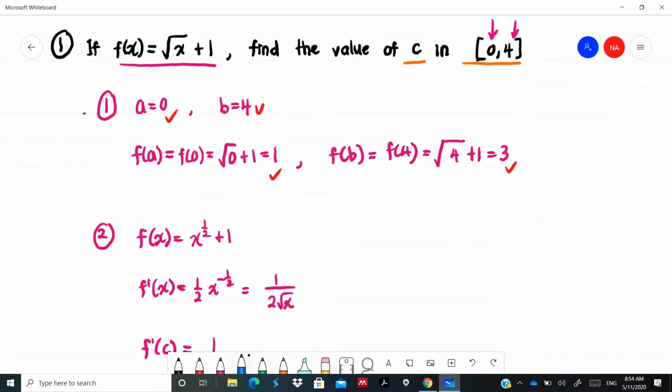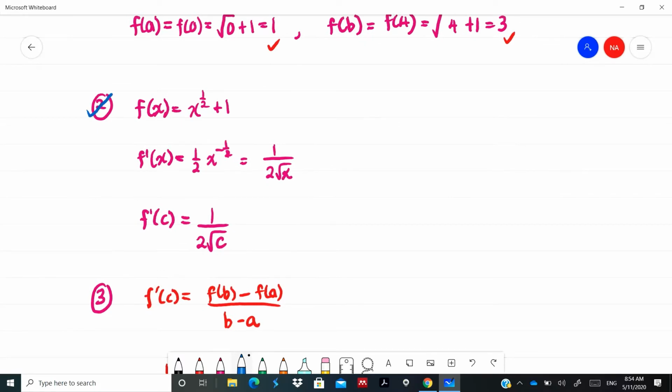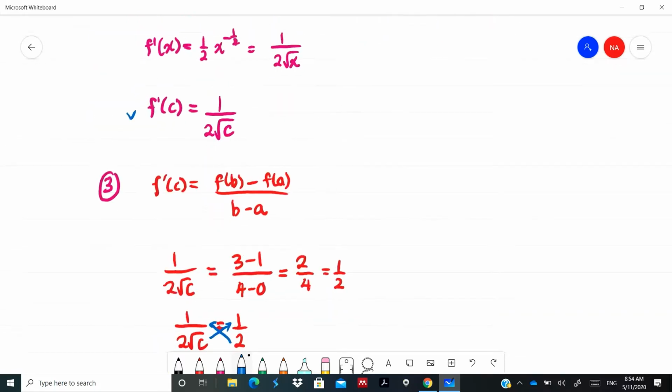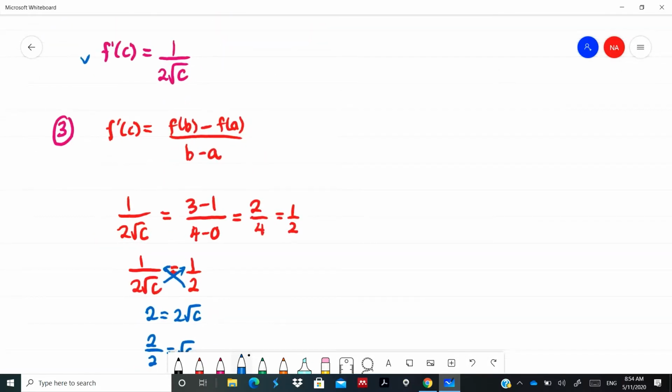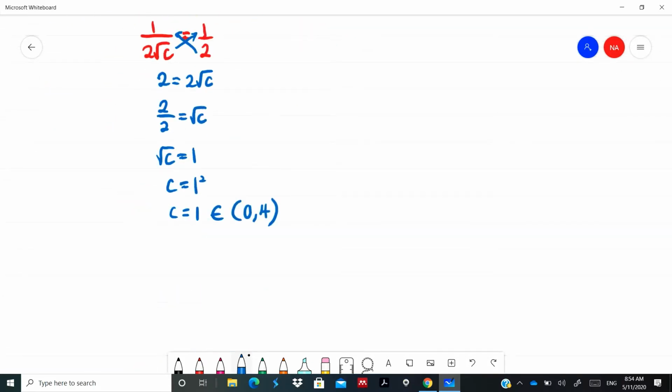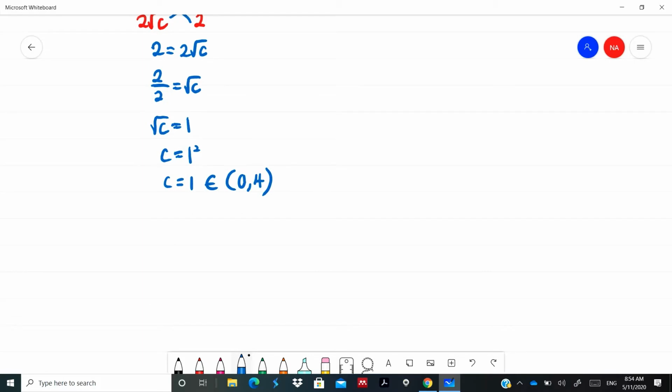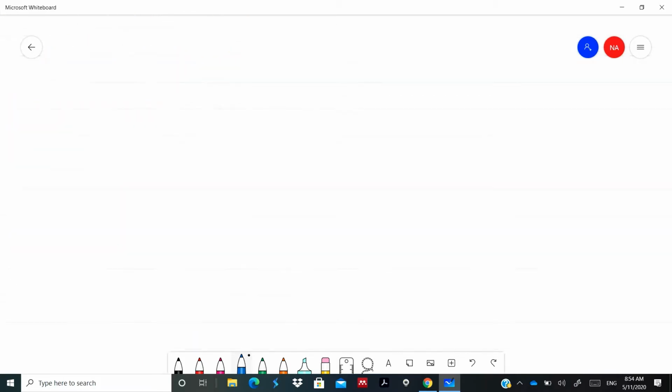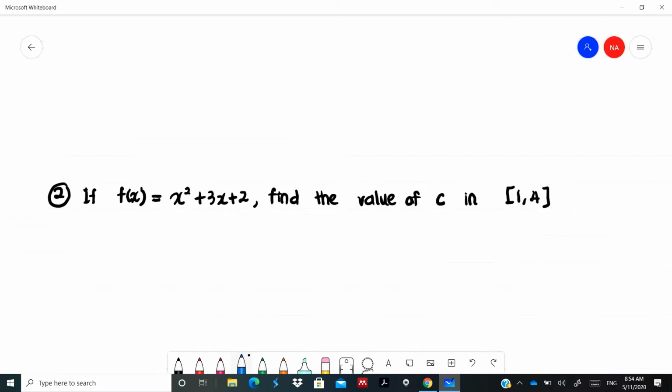So we have the steps in solving this. First step, we have to find the values of a, b, f of a, and f of b. Second step is to differentiate and substitute the value of x with c. And the final step, you use the formula and solve for the value of c. Then you check if c is within that interval or not. All right, so let's move to question number 2.